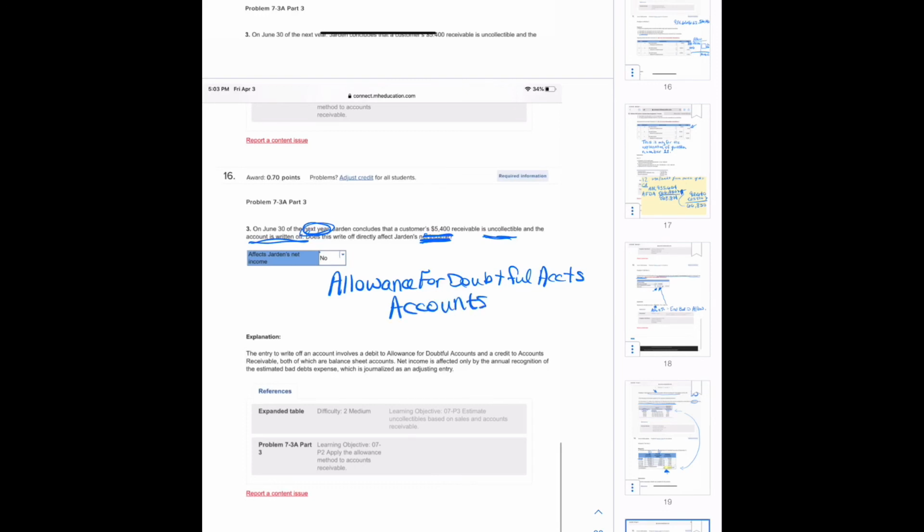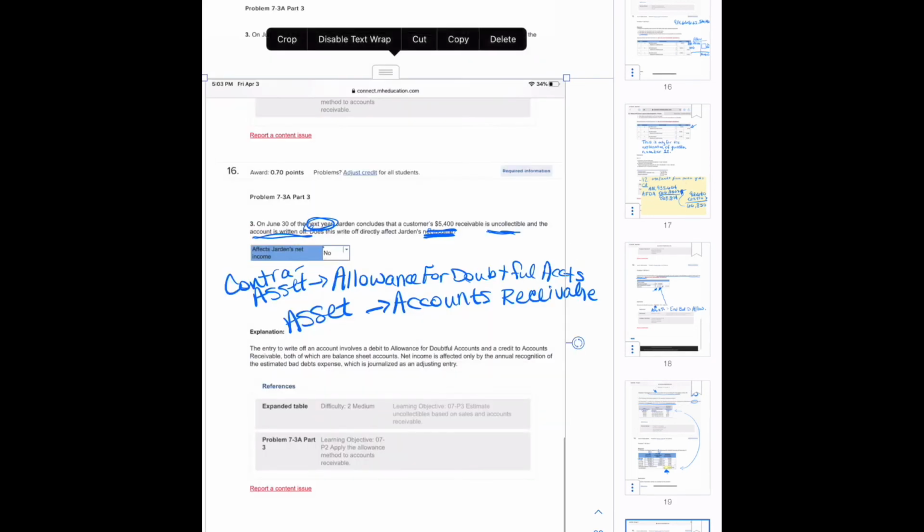Now, where are both of these accounts found? Well, they're both found on the balance sheet. This is a contra asset, and accounts receivable is an asset. Since neither one of these items are on the income statement, we can therefore say that this does not directly affect net income, which is calculated on the income statement. So we can tell that there is no impact in this current year where that actually gets written off, because that expense is incurred in the previous period when the revenue is generated.